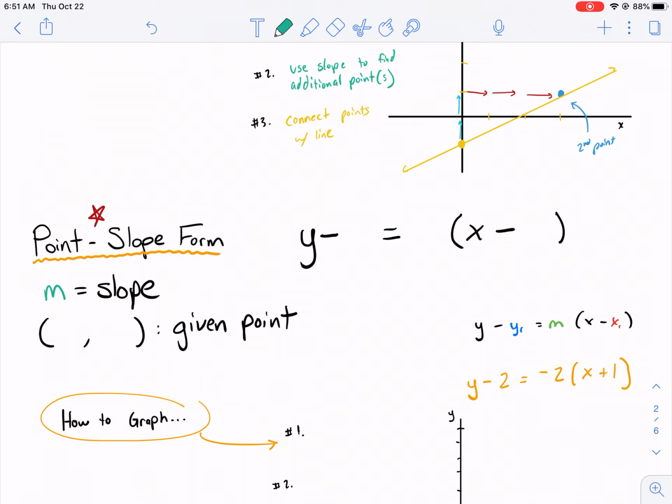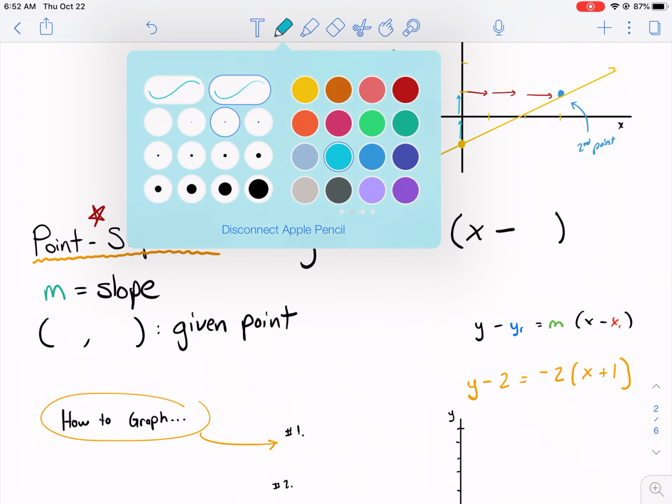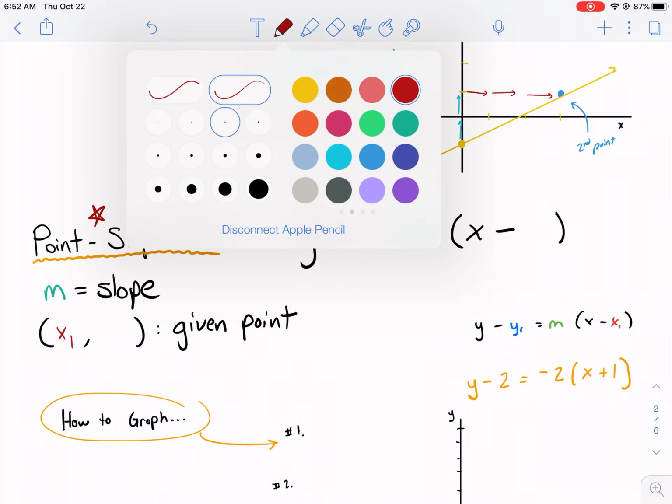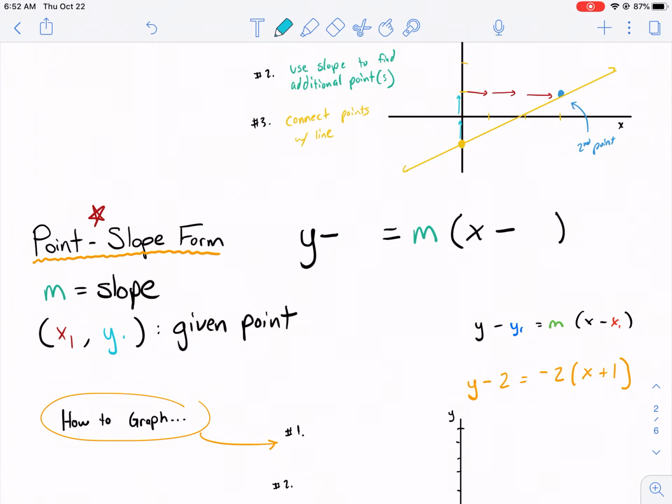We already talked about the slope, and that's represented by m, and m is listed here. That's the slope. And then we also have this. This is the given point. There has to be a given point with point-slope form, and we label it x1, y1, okay? Not to get it confused with x and y.